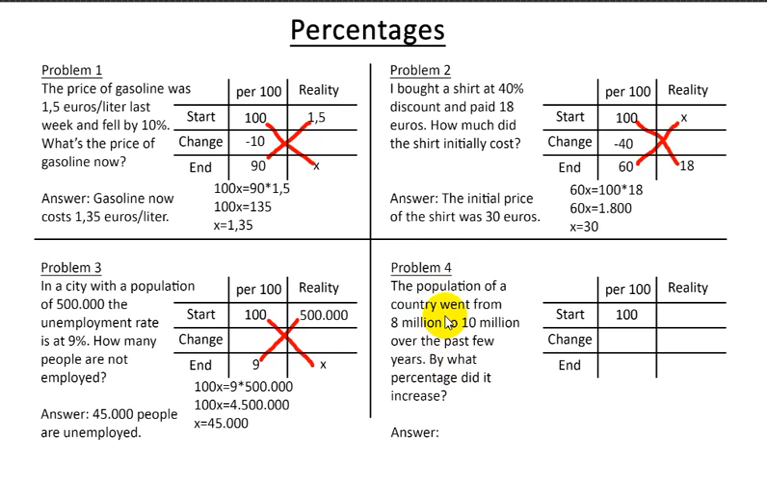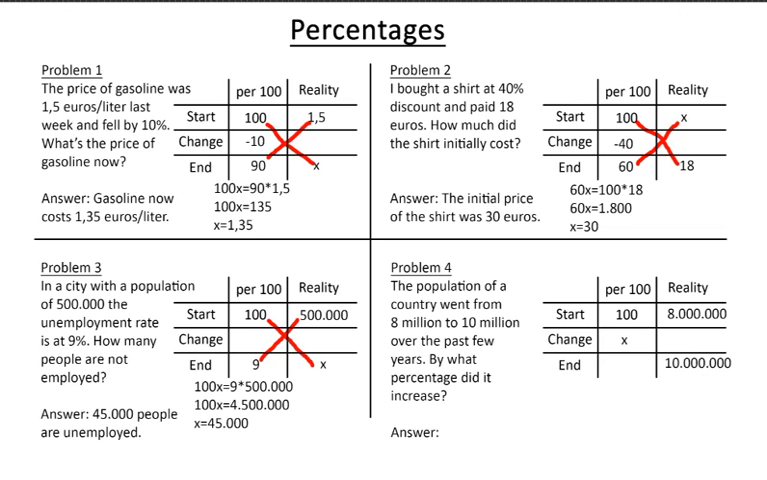All right, let's move on to problem 4. Problem 4 says the population of a country went from 8 million to 10 million over the past 2 years. By what percentage did it increase? So what we know is that the population originally was at 8 million. And after a few years, it ended up being 10 million. We want to know by what percentage did it change? So our unknown is here.